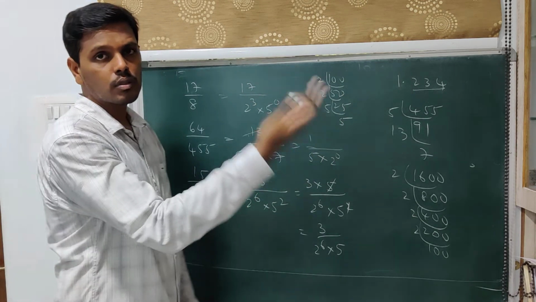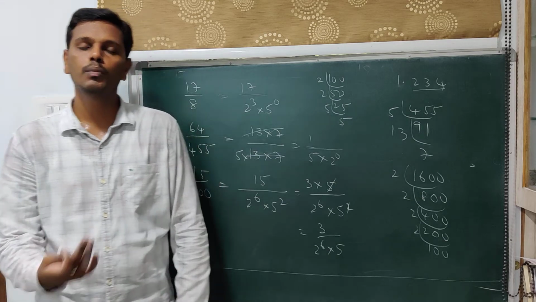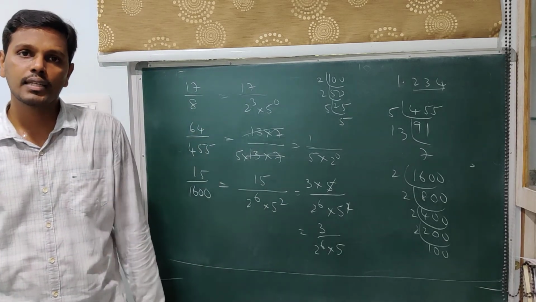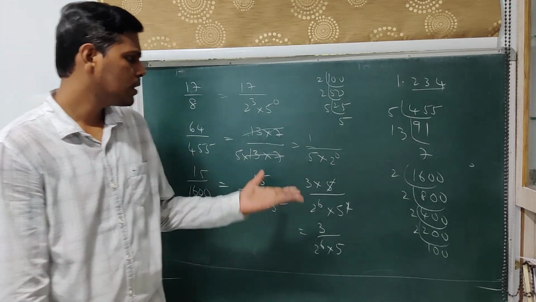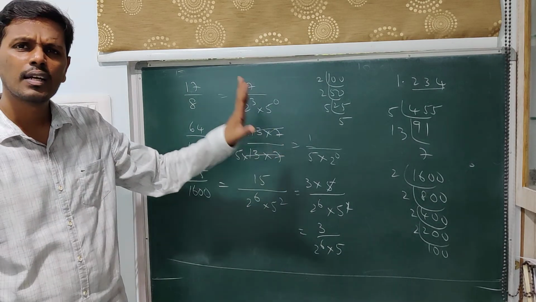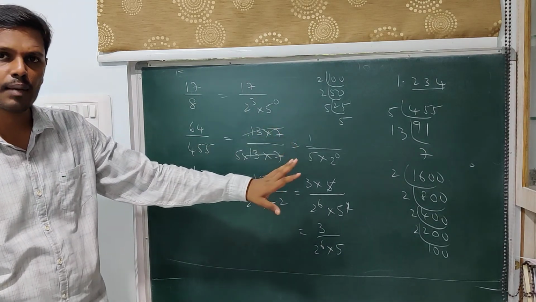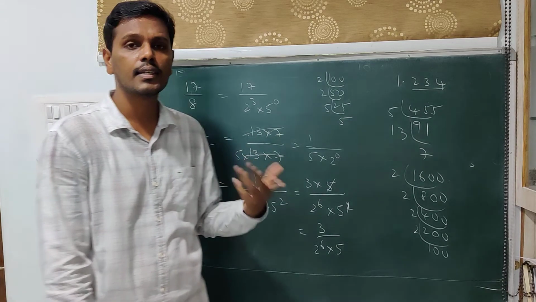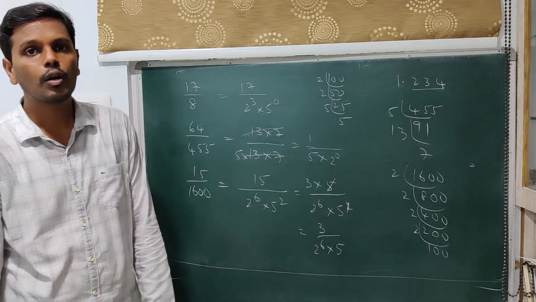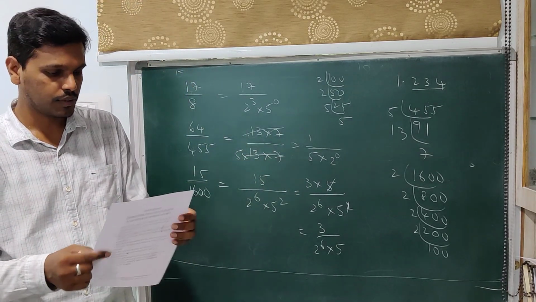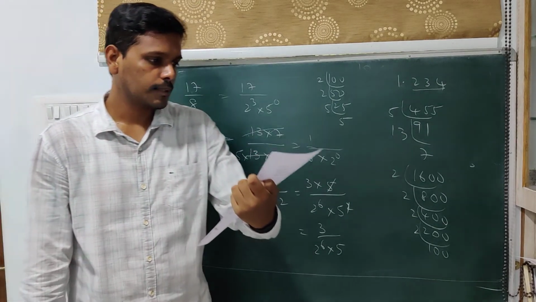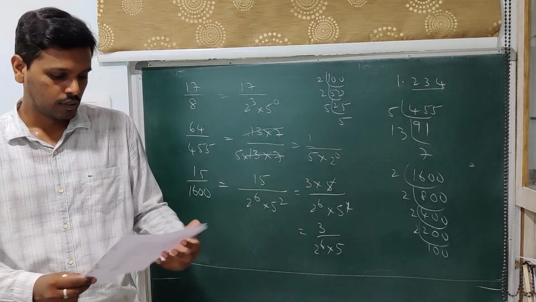So better you do the prime factorization for both numerator and denominator, and wherever cancellations are possible, do it, so that you will have a clear-cut idea without any ambiguity that the given number is either a terminating decimal expansion or a non-terminating repeating decimal expansion. So that is it all about today's discussion. Thank you.